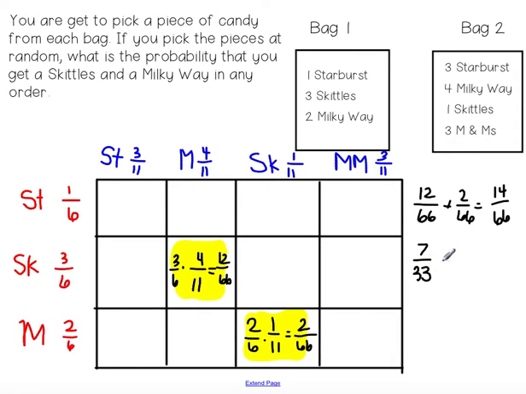And since 7 doesn't go into 33 evenly, and it is a prime number, that is the most simplified form of that fraction. So the probability would be 7 out of 33.